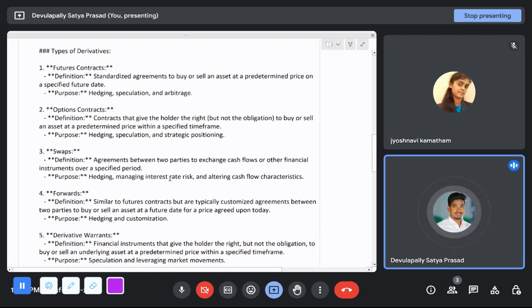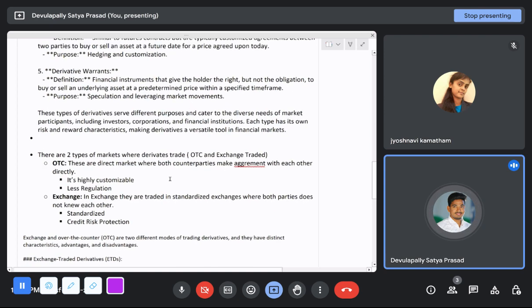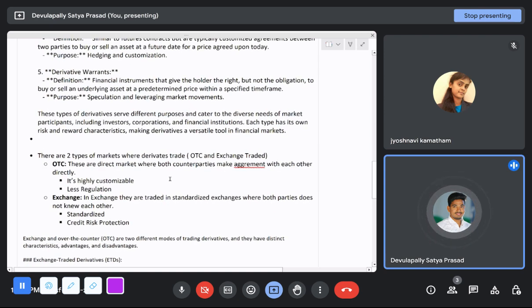And there are four types of contracts. The first one is futures contracts, the second one is option contracts, and the third one is swaps. I'm going to discuss each of these products in detail in the next presentation, or in the next few minutes.